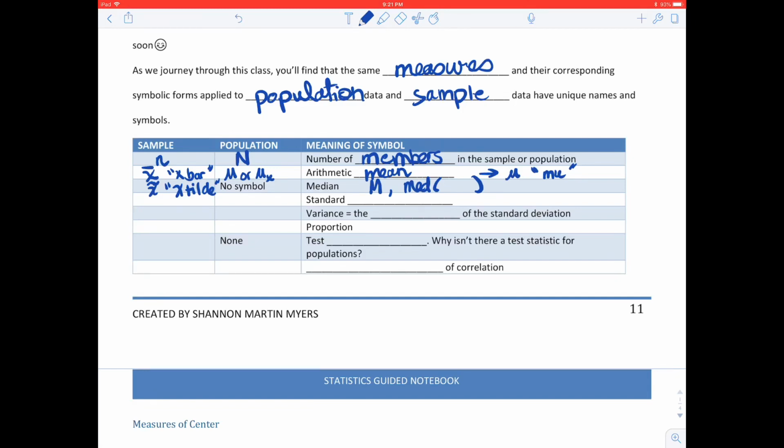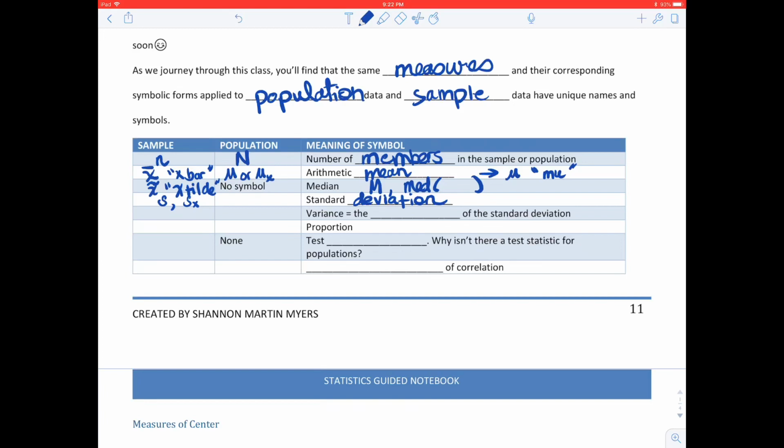All right, standard deviation. So the first two we talked about were measures of center. Standard deviation we'll get into a little bit later. This is a measure of spread. Standard deviation is represented with a lowercase s. In the graphing calculator, you'll see it as SX. Okay, so keep that in mind.